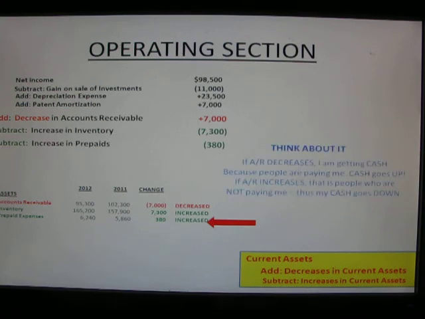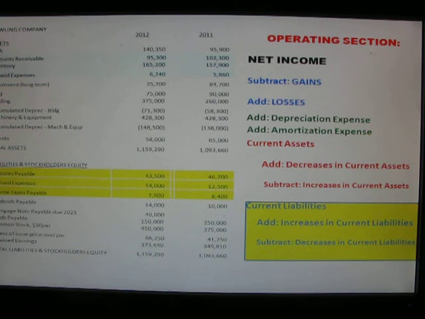Think about it one more time so it makes sense in your head. If accounts receivable decreases, that means people are paying me. My cash goes up. I add. If accounts receivable increases, that's people not paying me. So ultimately my cash is going down. I'm not getting cash. Okay, current assets we've taken care of, so now we look at current liabilities.